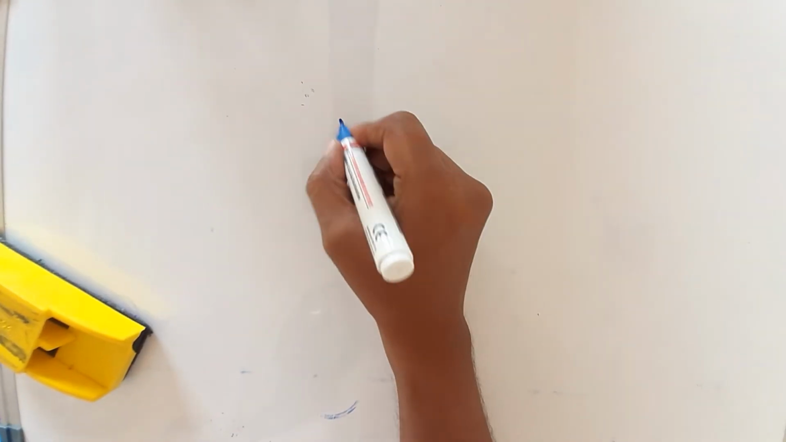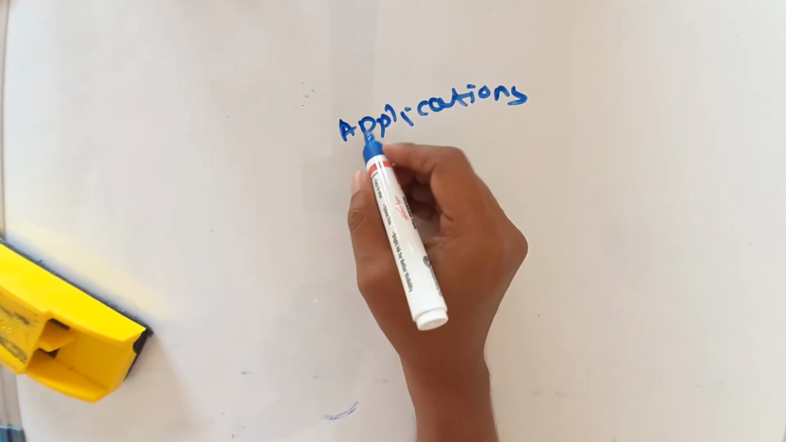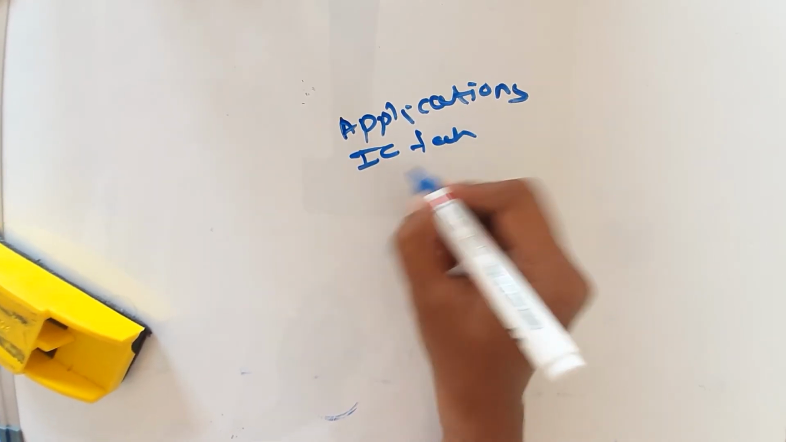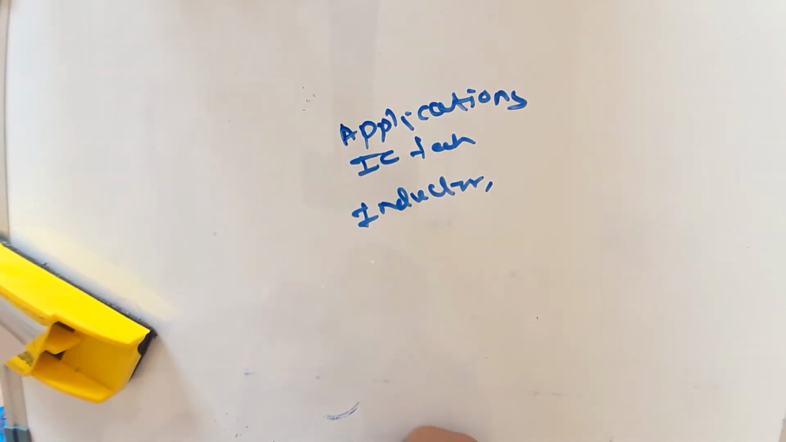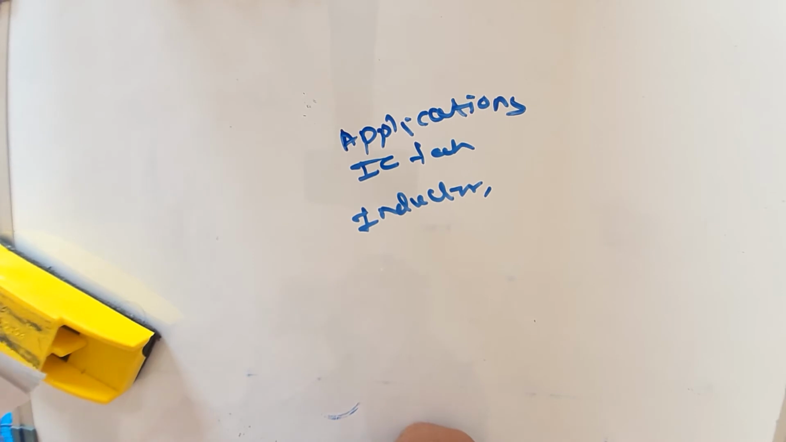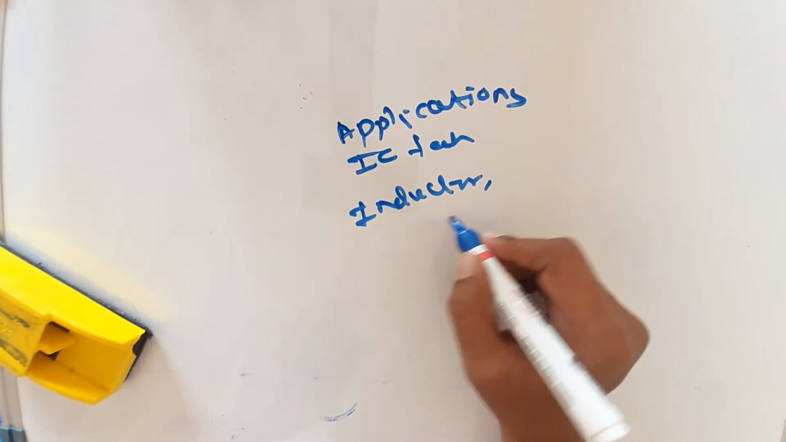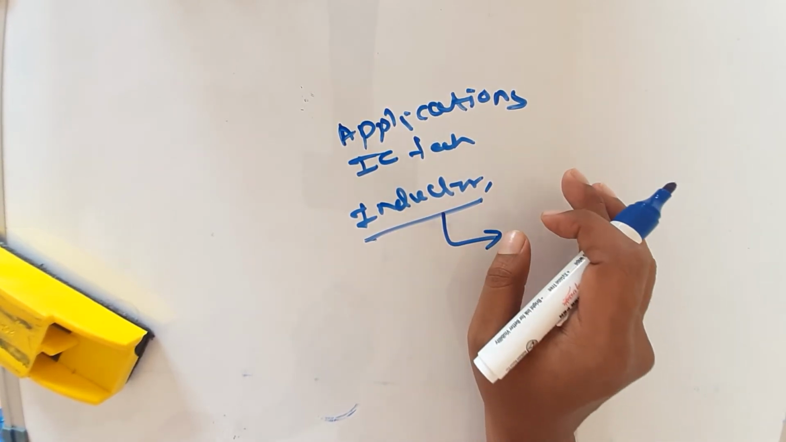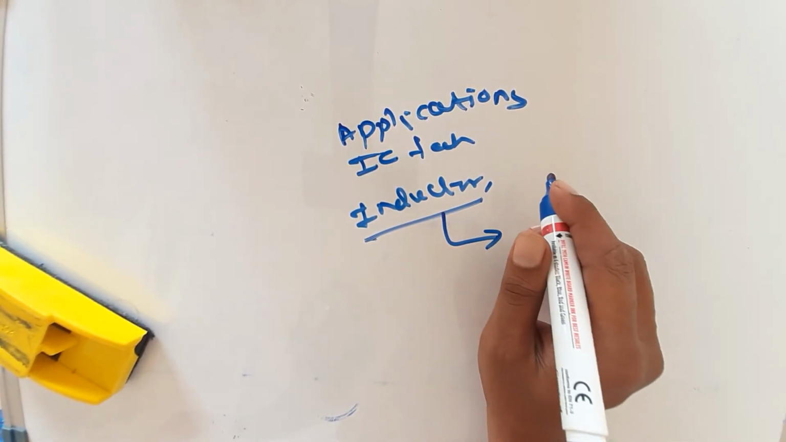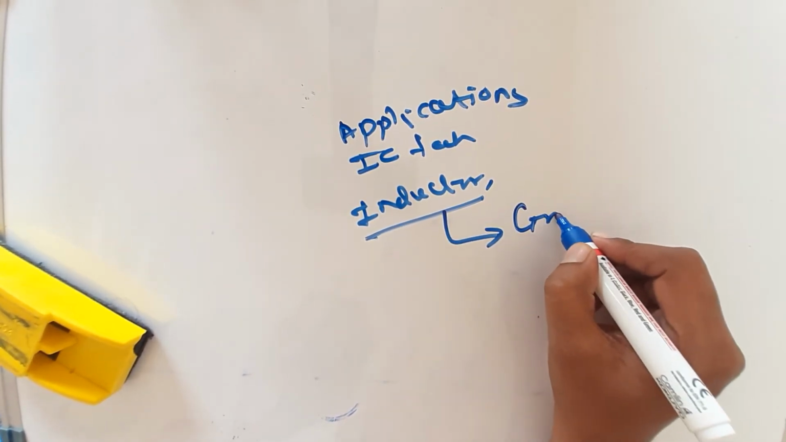In applications of gyrators, it is used in IC technology. It will be used as an inductor. Similarly, it is used to reduce the size and cost of a system by removing the need for bulky, heavy, and expensive inductors. So already we must know it will work as an inductor, and if you see the size of an inductor, like a transformer, it is larger, heavier, and bulkier. So that inductor will be replaced by a gyrator.